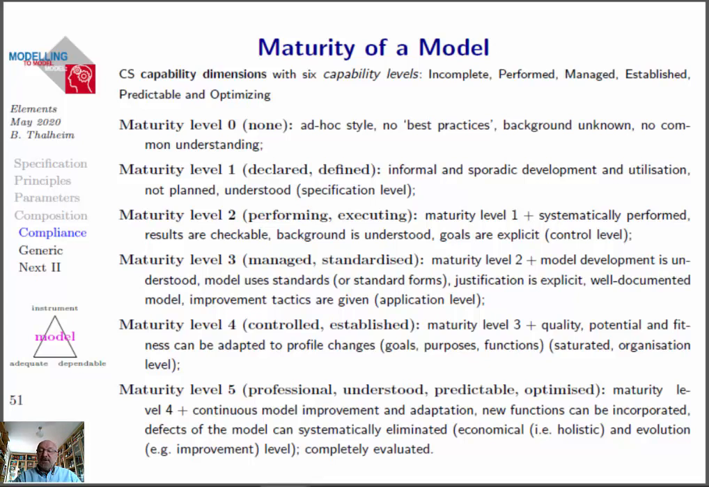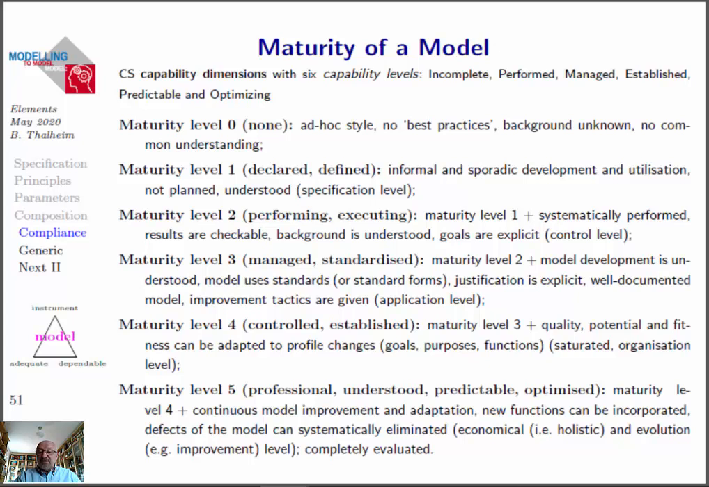Maturity level 2 allows us to use the model in a proper form as an instrument. That means in this case it should be systematically made, and the results of our application of the model as an instrument should be checkable, and the background is understood and goals are explicit. As you have seen in the first introductory example, already maturity level 2 is not really given.